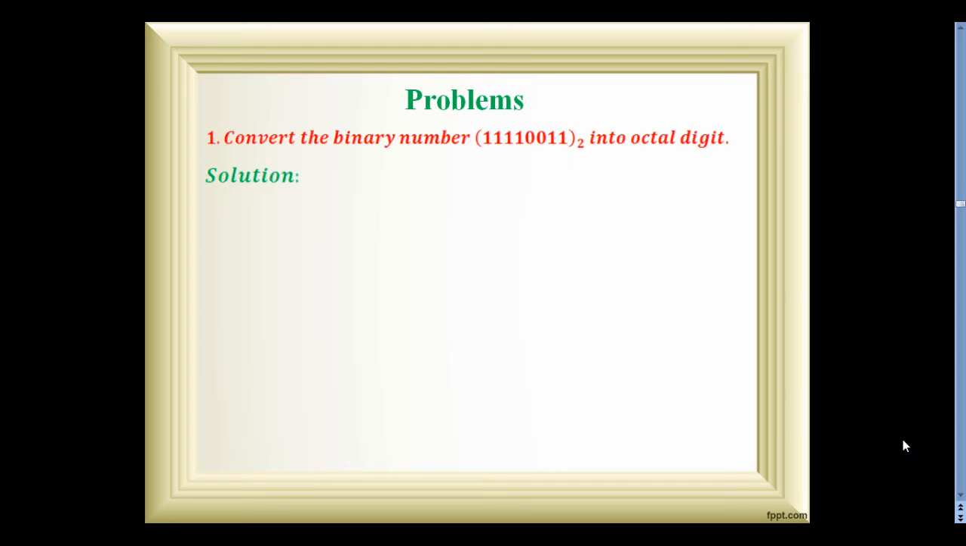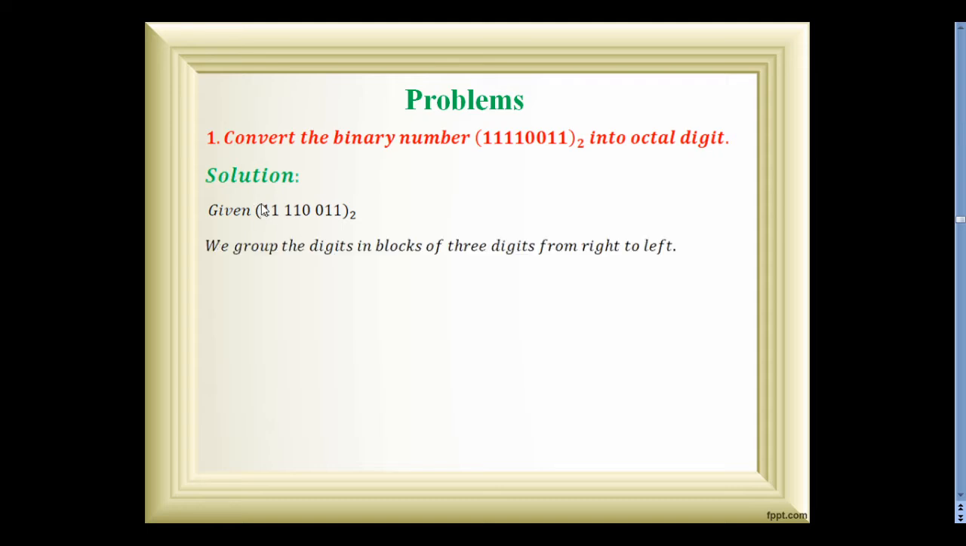Convert the binary number 11110011 at base 2 into octal. So we'll see the solution. How many digits are given? 1, 2, 3, 4, 5, 6, 7, 8 digits are given. But we have to group into 3 bits, so from the right side we have to start. 1, 1, 0 is one group. Second one, 0, 1, 1. This is one group. And 1, 1. Another digit we want, so we can add 0 on the left.